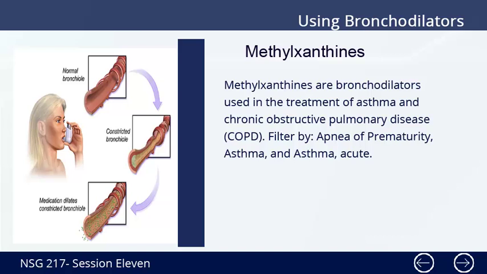Methylxanthines. Methylxanthines are bronchodilators used in treatment of asthma and chronic obstructive pulmonary disease, and also for apnea of prematurity.